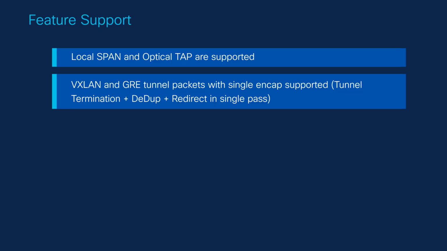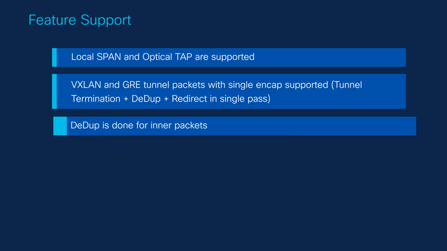It's just enabled on the Nexus 9000 switch itself, and you don't need any special licensing or special hardware, or any LEM cards or fancy hardware in the product. Deduplication is done on the inner packets. And for deduplication, we consider the 5-tuple: the source MAC, the destination MAC, the source IP, the destination IP, the source port, and the destination port.